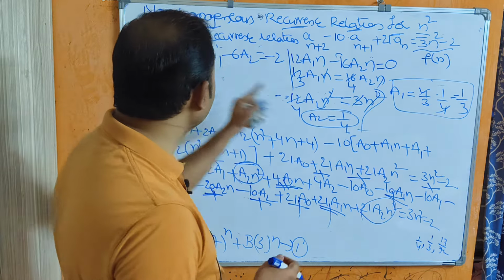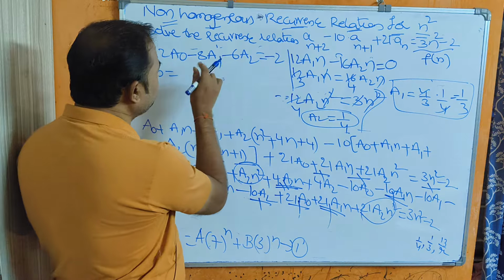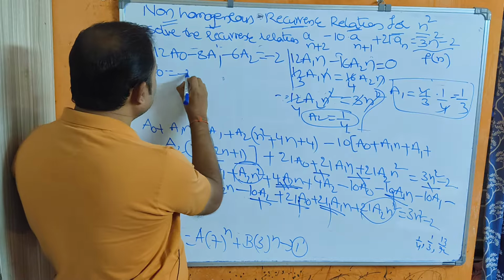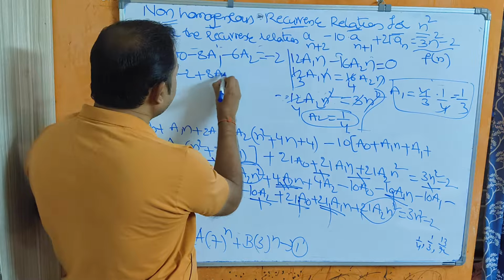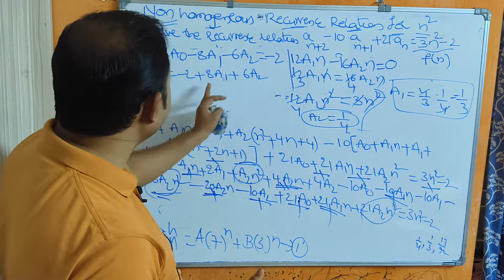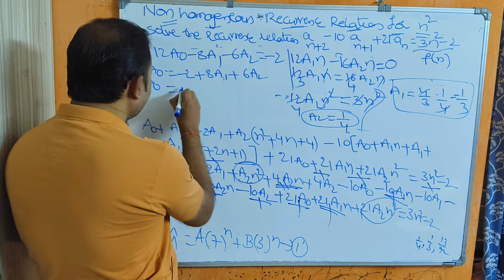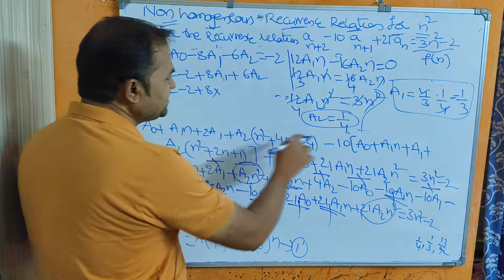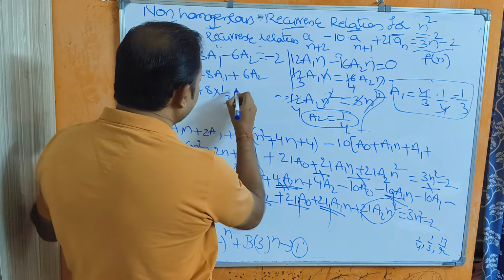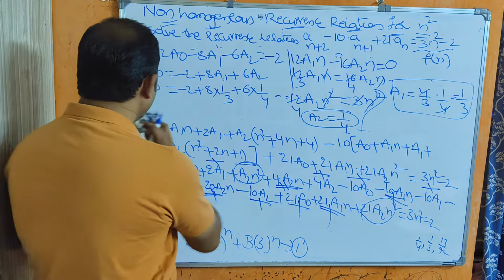Next, based on A1 and A2, we can compute the A0 value. So here, what is the formula for A0? 12 A0 equal to, we can move towards this side, minus 2 plus 8A1 plus 6A2. So 12A0 equal to minus 2 plus 8 into what is the A1 part? 1 by 3, plus 6 into what is the A2 part? 1 by 4.